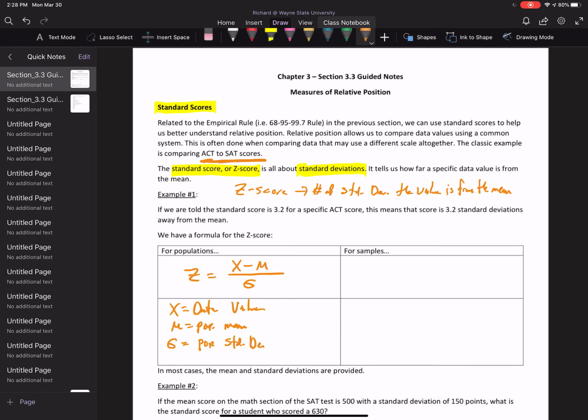I probably should have pointed out that you want to make sure you have the guided notes for section 3.3. That's what I'm working from, so you can get those on the Canvas website. Sorry for not mentioning that at the beginning. That's what I'm filling in the information from.